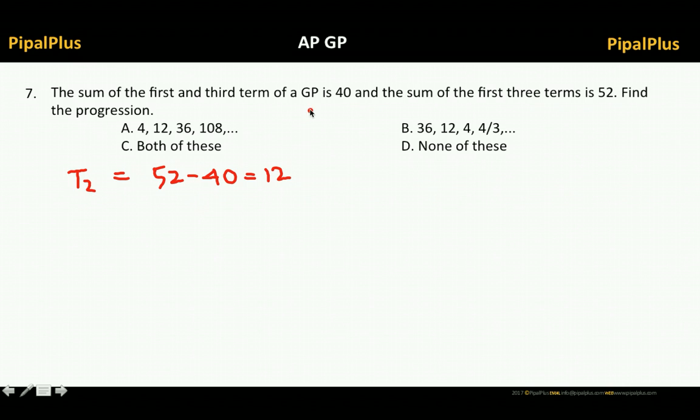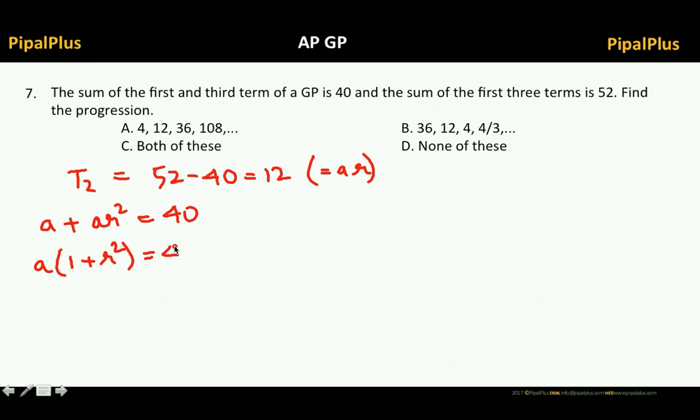Now the first and the third term add up to 40, so that means the second term is going to be equal to a into r, if I assume the first term to be a and the common ratio to be r. The first and the third term add up to 40. That tells me that a plus ar square, the first term and the third term, add up to 40, and I know that a into r is 12, right? So what I get is, if I take a common, a(1 plus r square) equals 40.